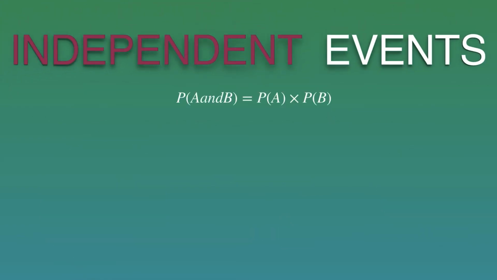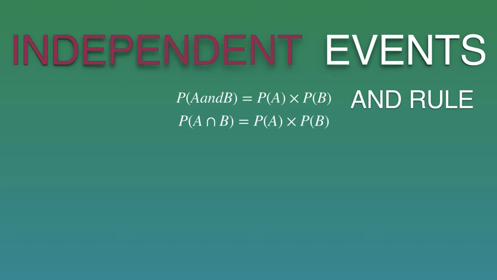When two events A and B are independent, we write probability of A and B is equal to probability of A times probability of B. This is also known as the AND rule of probability, or we can also use the intersection symbol in place of the word and. It means that if the events are independent, we can simply multiply their probabilities together to find the probability of both of them happening.